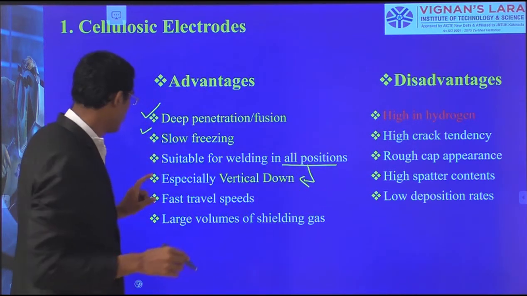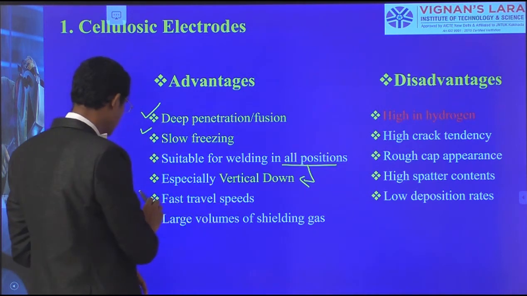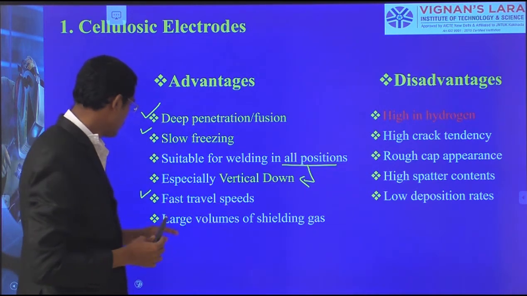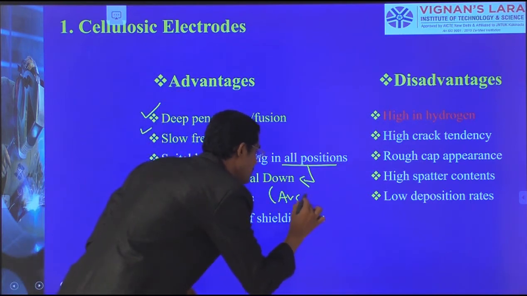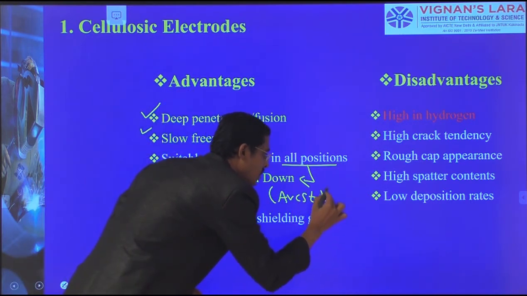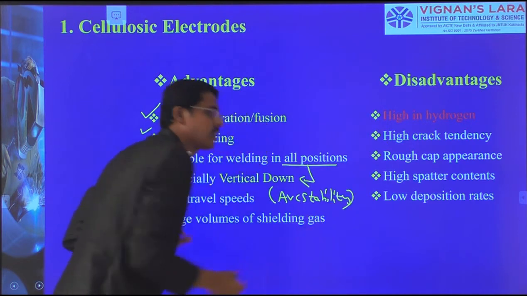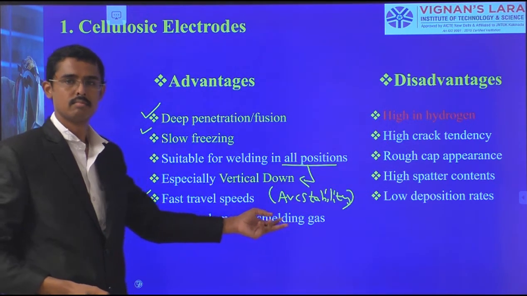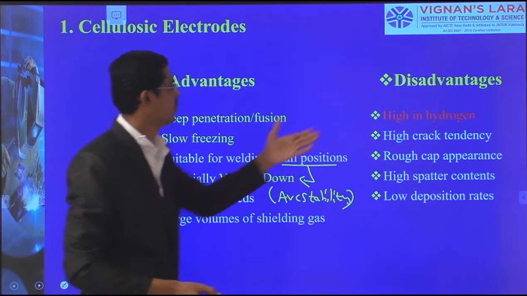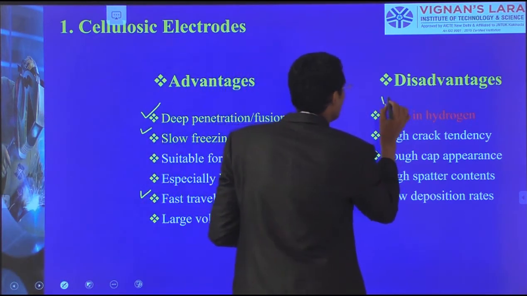Please, you should remember. Fast travel speed. Yes, fast travel speed, due to good arc stability. Due to its arc stability, we can go for speed. High heat is generated here. Large volume of shielding gas. Shielding gas is generated. What are the disadvantages here?